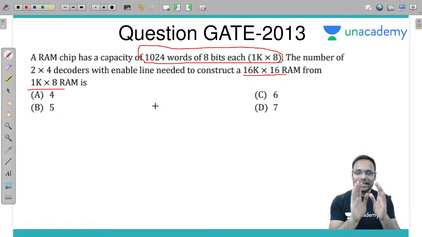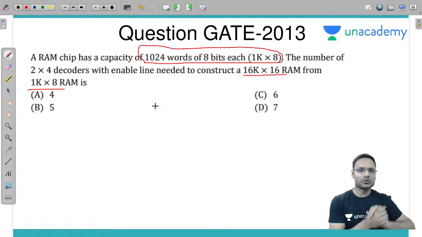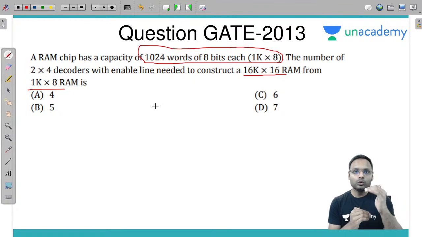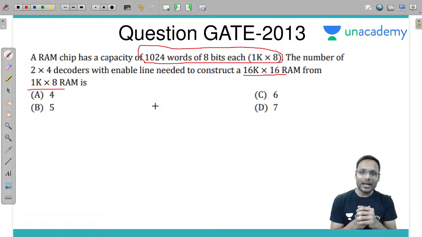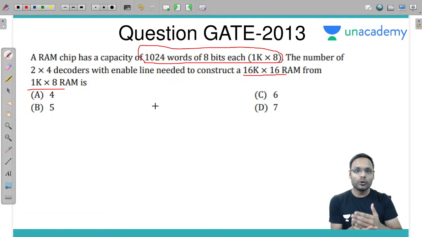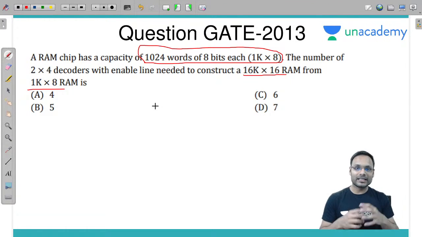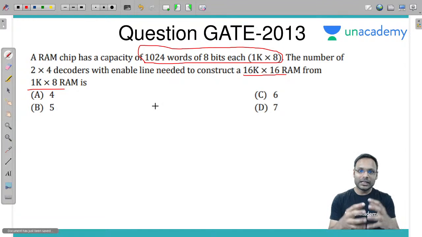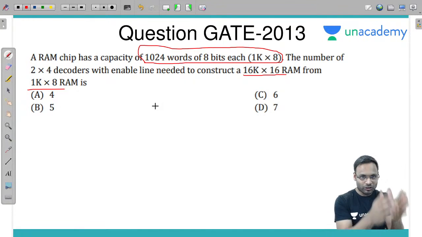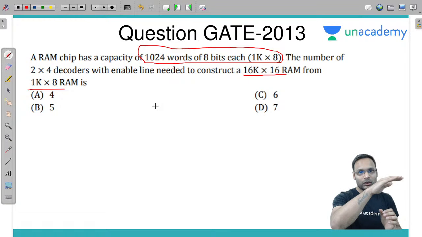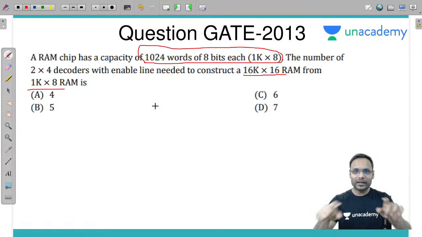First of all, let's calculate how many chips are required and how those chips will be arranged. Why? Because if you remember my explanation in my classes, if you are going to use multiple chips in a single memory system, then multiple chips can be arranged only in vertical manner, only in horizontal manner, or in the hybrid manner.